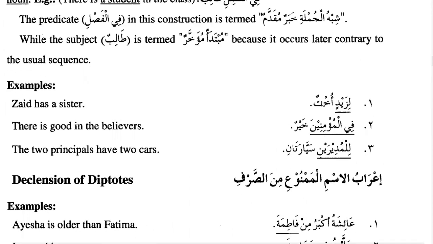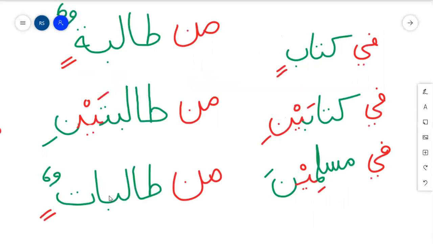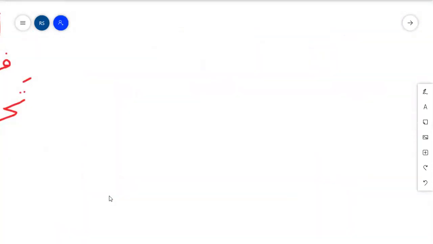Before this, you know that jumla ismiya has two parts. First part is called mubtada and second part is khabar. And you saw that mubtada always comes first and then comes the khabar. But here you will see it is opposite. Khabar comes first, mubtada comes after it. So the rule is this, that when mubtada is nakira and the khabar is shibul jumla, then the khabar will come first and the mubtada will come after it. So you better remember this point.